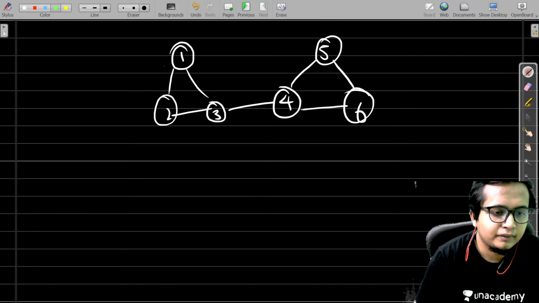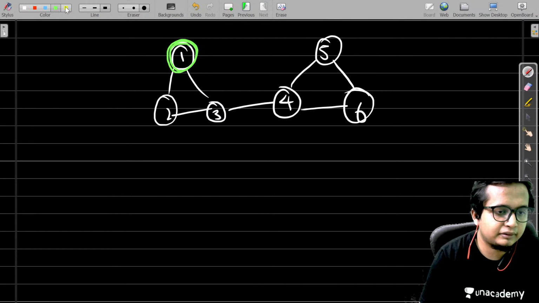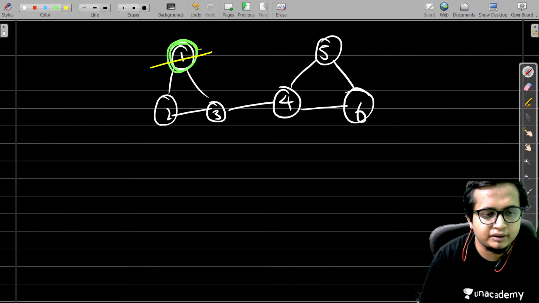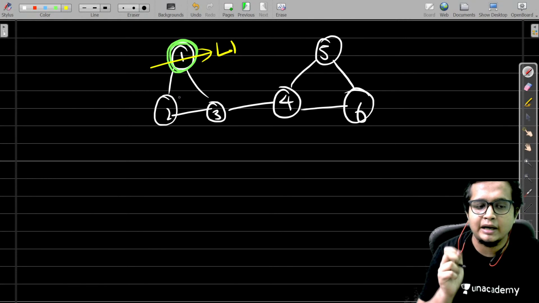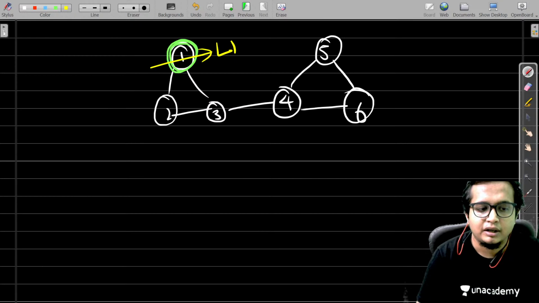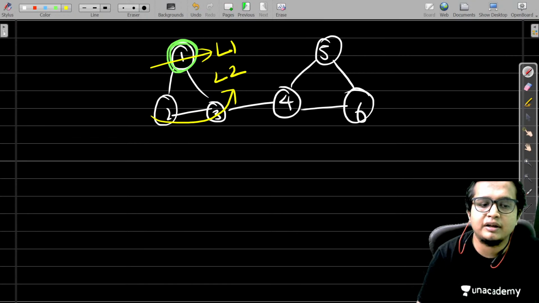Here, let us say I start from node 1, and this I call level 1. Then those nodes which are one edge apart from the first node are said to be at level 2. So 2 is a node which is 1 unit apart from node 1. 3 is also a node which is 1 unit apart from node 1. So these two are called level 2 nodes. Then 4 is a node which is two edges apart.